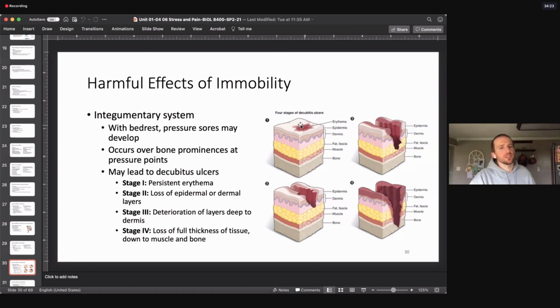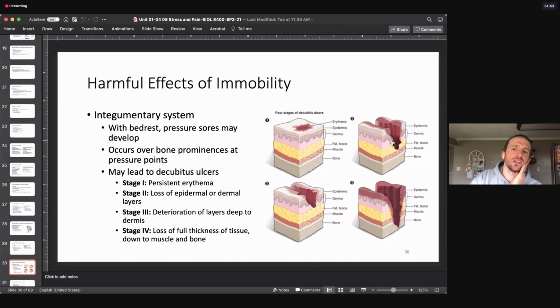So the first stage is this general redness, that erythema, more or less confined to the epidermis and maybe the underlying dermal layer. In stage 2, you have destruction of the epidermis and the dermis, and it's starting to encroach into the hypodermis, which is that fatty layer that's not part of the integumentary system, but separates skin from the underlying tissue. In stage 3, I had my things backwards. It's approaching into the dermis.